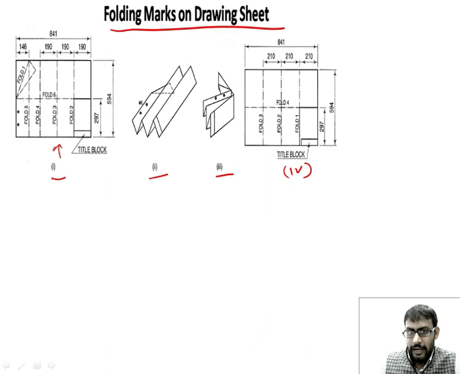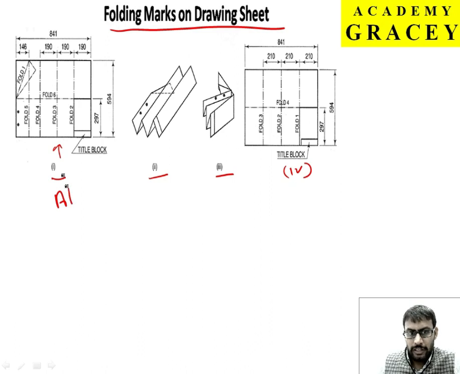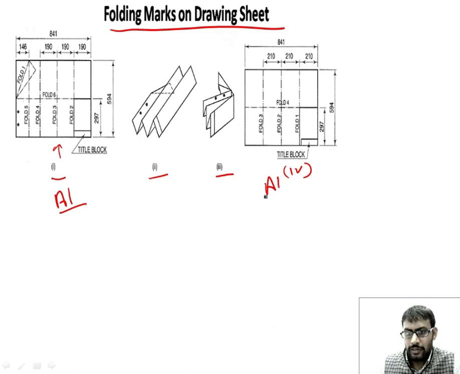Basically, what is the need of the folding marks? For example, this is your A1 sheet. This is an example of the A1 sheet. Both are A1 sheets here. Because these sheets have larger dimensions, we have to preserve them for long-term use. When we plot a sheet, sometimes one part is drawn on the sheet, and in your industry you have to maintain a record, so we need to fold it.